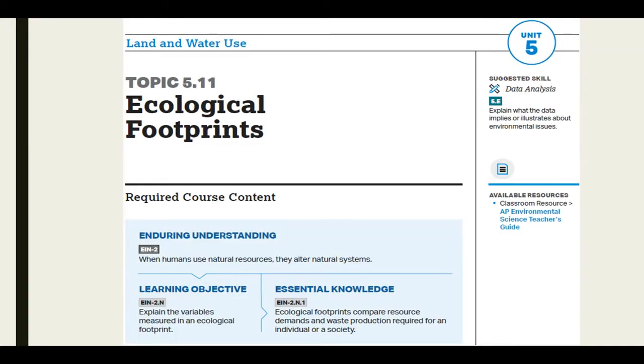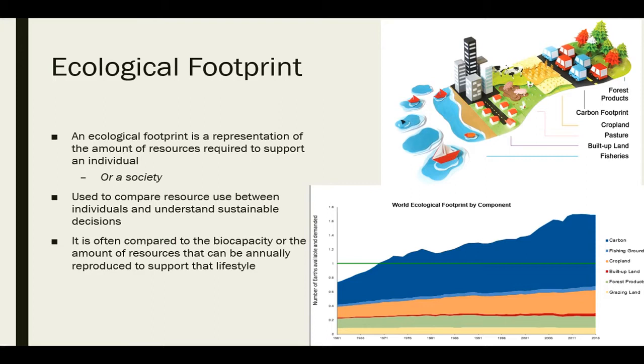What does the College Board say that we must know? Well, it says that we should be able to explain the variables measured in an ecological footprint. Again, explain is a deeper knowledge base than just describing. So let's make sure we go through this. It's not too many slides, but I think you're going to pick up on it pretty quickly. And there's actually going to be an activity where you're going to be calculating your own ecological footprint associated with this lesson.